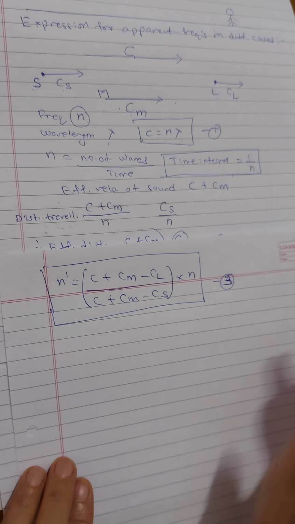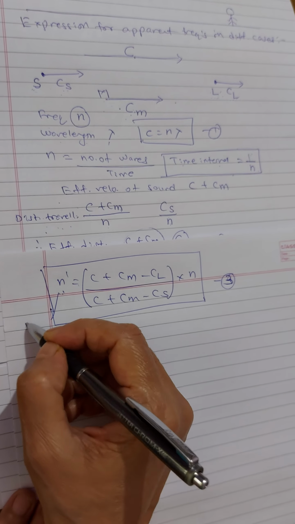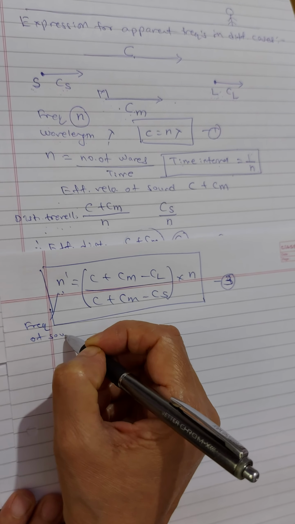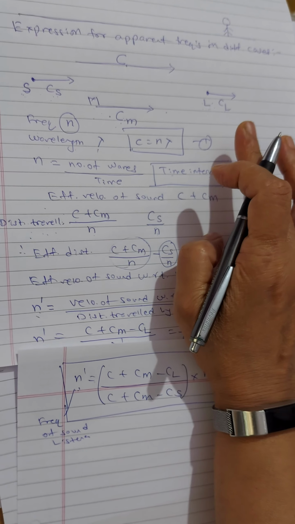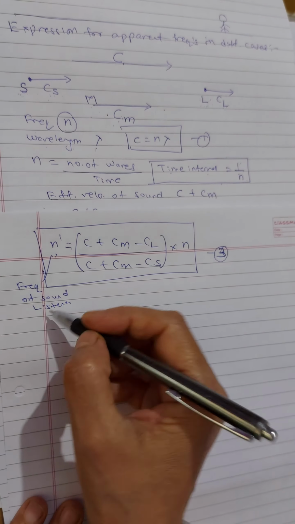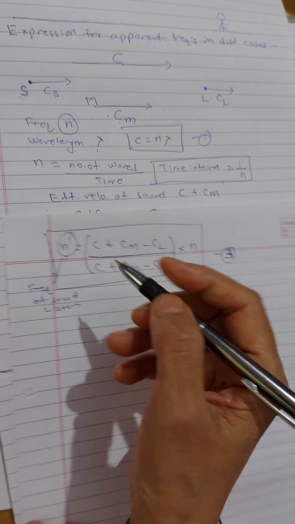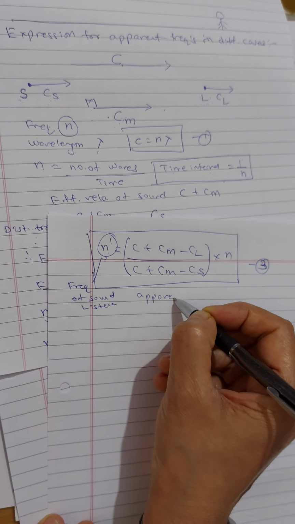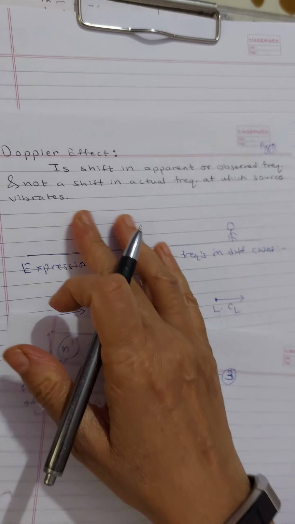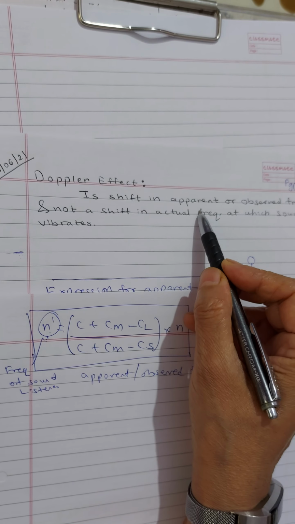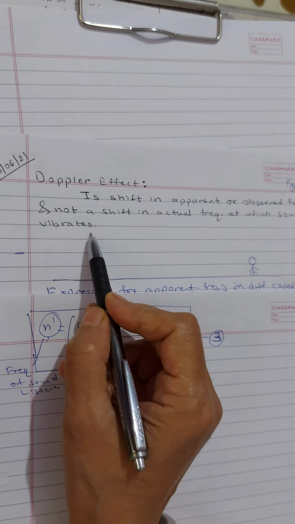Fine. So here what can I say? This N dash is the frequency of the sound heard by the listener. I'll write over here, frequency of sound heard by the listener, because till now here we did not speak about the listener at all. Okay, now this N dash basically is my apparent or the observed frequency. This term is very important. This is my apparent or observed frequency. So again we'll go to the definition. Doppler effect is a shift in the apparent or observed frequency and not a shift in the actual frequency at which the source vibrates. Fine.